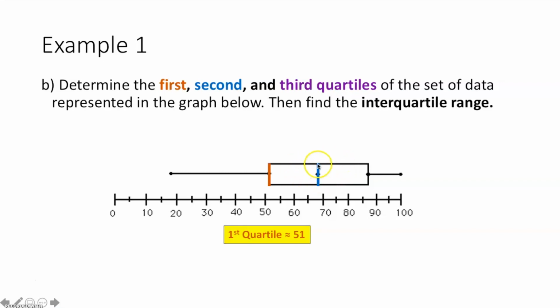So in the middle of the box, you have this line. That is going to be your second quartile or your median. Because it's almost at 70, but a little bit this way, we'll call it 68 approximately. So again, the second quartile, aka your median.